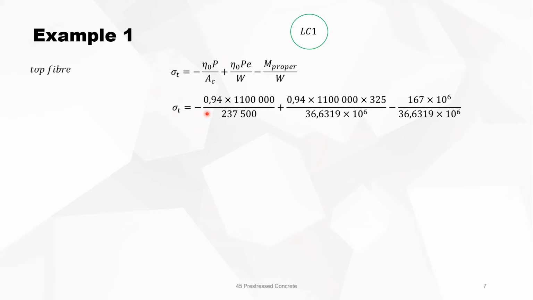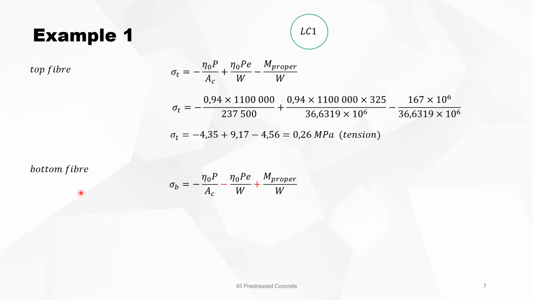We know that the losses are 6%, so we take 0.94 times the pre-stress force, 1100, divided by Ac, what we just calculated. The bending moment caused by the pre-stressing force is P times e, but it's eta P because it's with the 6% losses inclusive. And then the proper weight. And then we have in total plus 0.26 megapascal, and the plus sign means tension. So the top fiber in short term, just after releasing the pre-stressing force, is in tension.